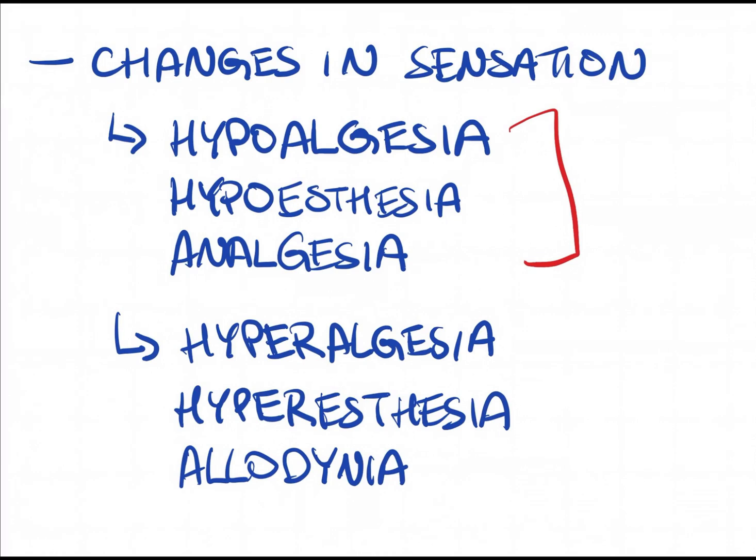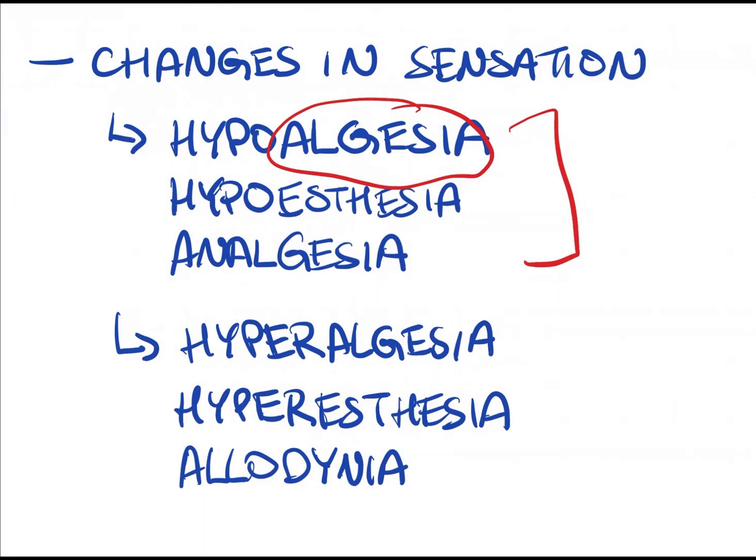So this first term right here, hypoalgesia. Algesia basically means pain. I don't know if you guys know hypo and hyper. Hypo just basically means decreased, while hyper means increased. So in this case, we have what's called hypoalgesia. So basically you're feeling less pain. What this means is the threshold for pain sensation is actually increased now. So it takes more to feel that pain.